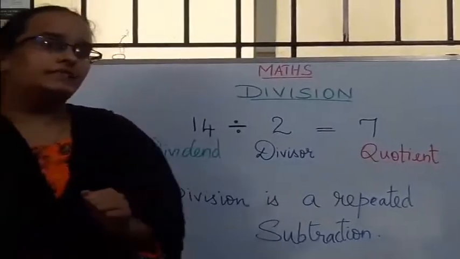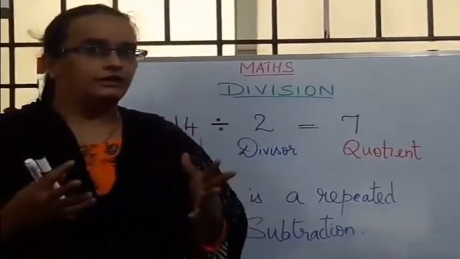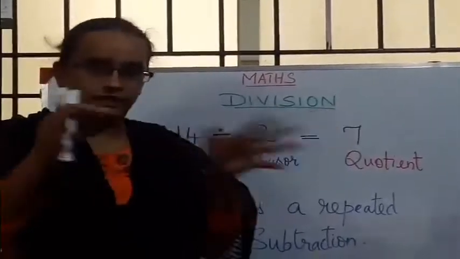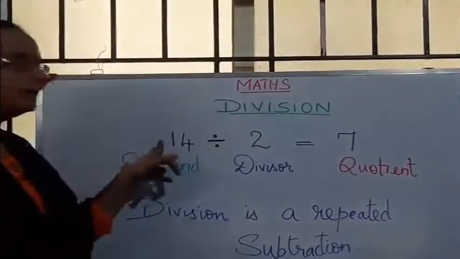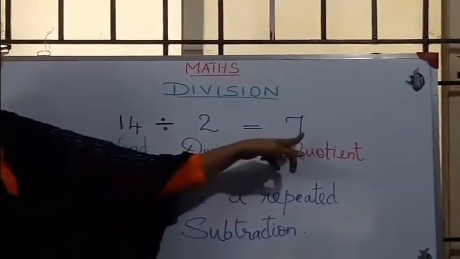Okay, what is division? Division means sharing equally, or sharing into equal groups. Okay, dividing into equal groups. So here I have given an example. 14 divided by 2 is equal to 7.